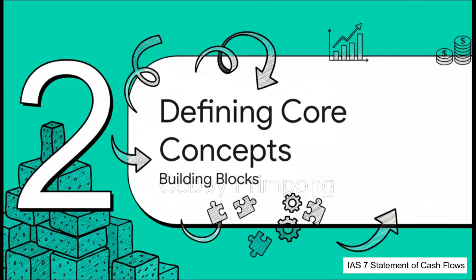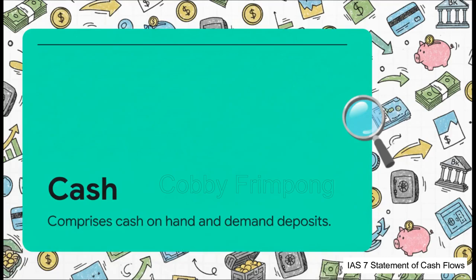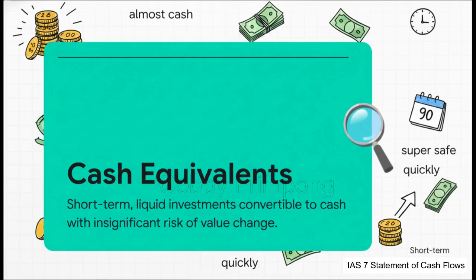Let's look at some definitions. You absolutely have to know these key terms. Think of them as the foundational building blocks for the entire statement. First is cash. This is pretty much exactly what it sounds like. We are talking about physical money, the cash on hand, and the money just sitting in the company's bank accounts, ready to be used at a moment's notice. Simple as that. Next is cash equivalents. Now think of these as things that are almost cash. They are super safe, short-term investments that can be turned back into a known amount of cash really, really quickly.